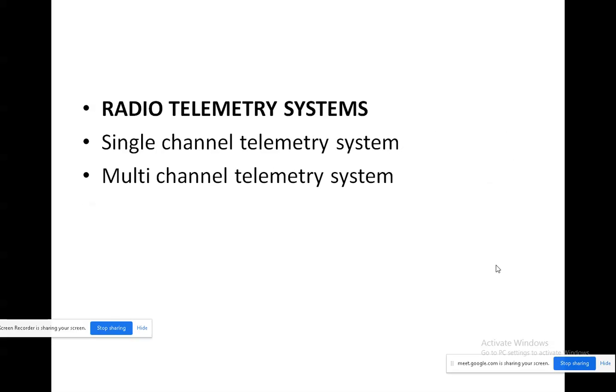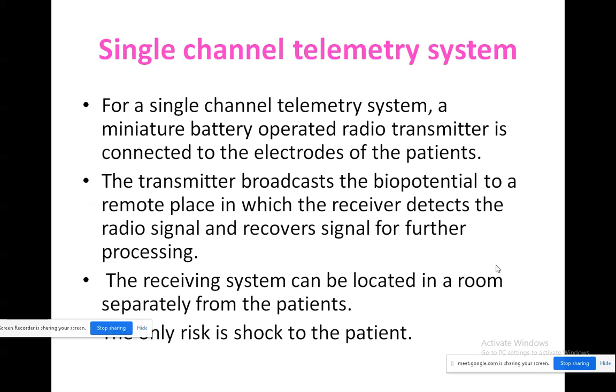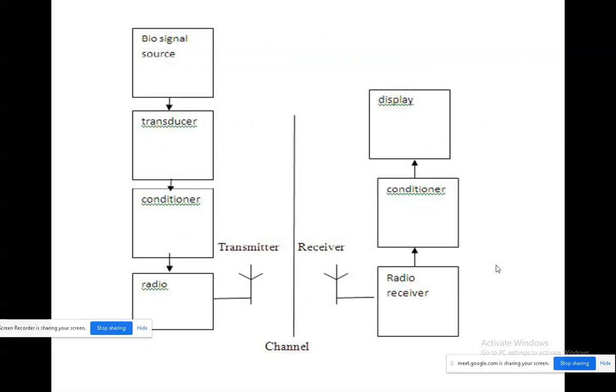In the radio telemetry system you have two types: single channel and multi channel. Single channel, you know, is only one channel. Multi channel means through the multi channel you can provide all the data at a time. But in single channel you can provide only single information. So multiple information can be sent at a time in the multi channel to the receiver side.